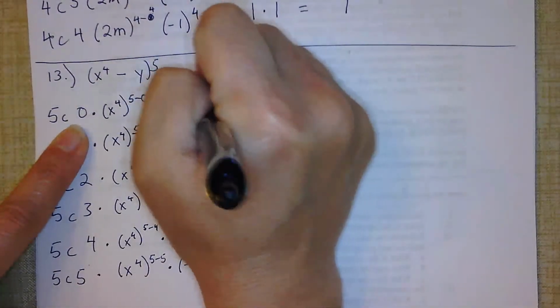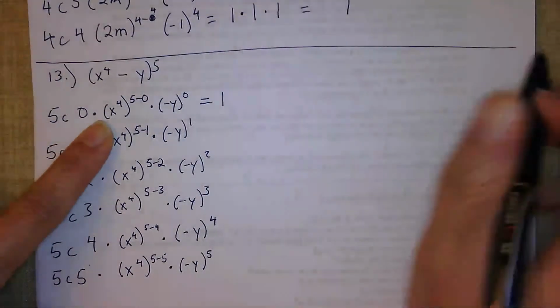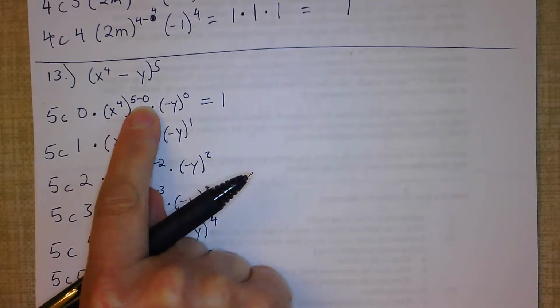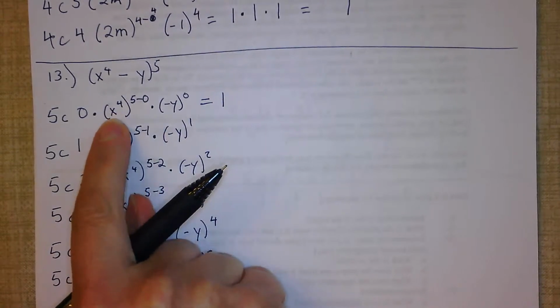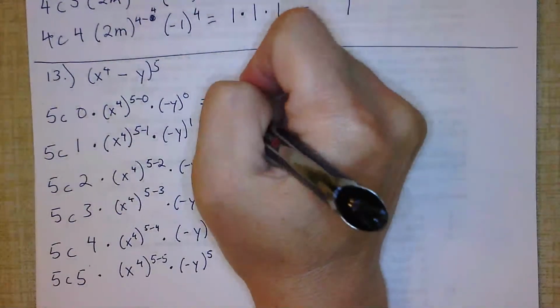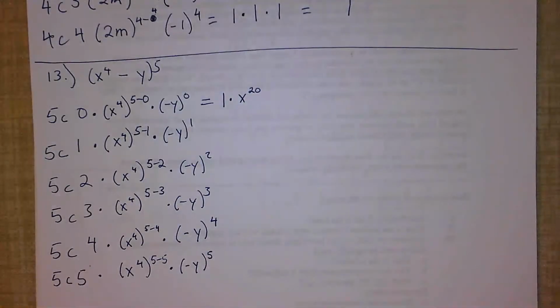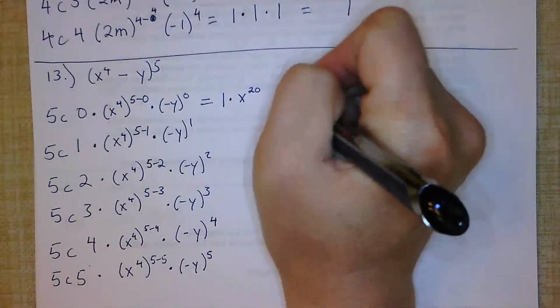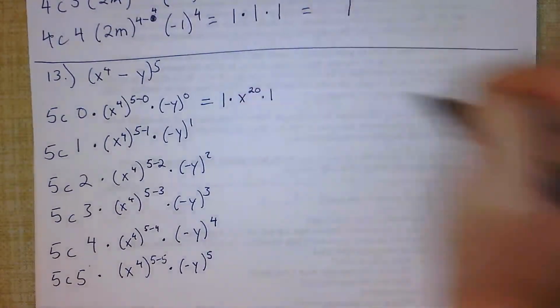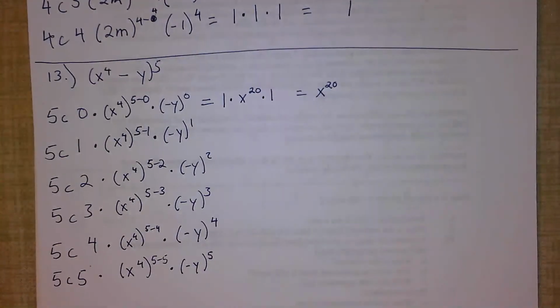5C0 is obviously 1, because if I have 5 things and I'm picking 0 of them, there's only one way to do that. Now here, 5 minus 0 is 5. x to the 4th to the 5th, power to a power we multiply, so that's x to the 20th. Then negative y to the 0 is just 1. When I multiply all this together, I get x to the 20th.